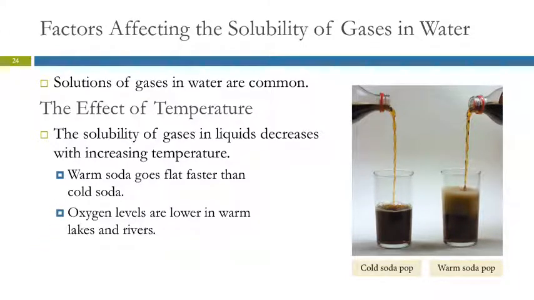Different fish are acclimated for different temperatures. Warm water tropical fish need a warm environment because that's what they're accustomed to. Cold water fish, salmon or bass or lake trout are accustomed to colder temperatures, and they will not live in a warm water situation.